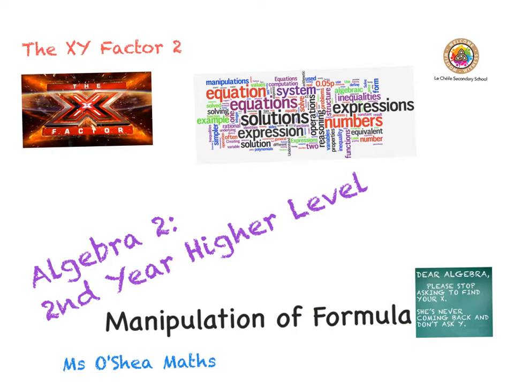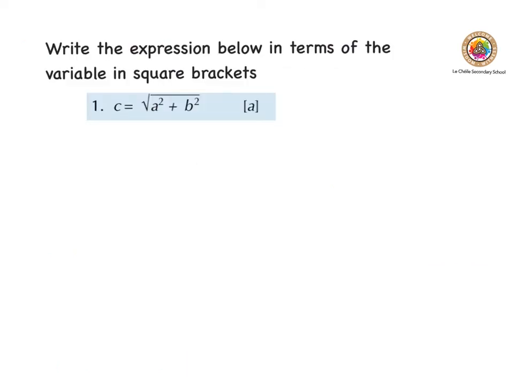Okay, so today we are going to look at manipulation of formula. So essentially that's writing one thing in terms of another. Okay, so in the question here we're asked to write the expression below in terms of the variable in square brackets. In this expression we're told c is equal to the square root of a squared plus b squared, and we want to write that in terms of a.